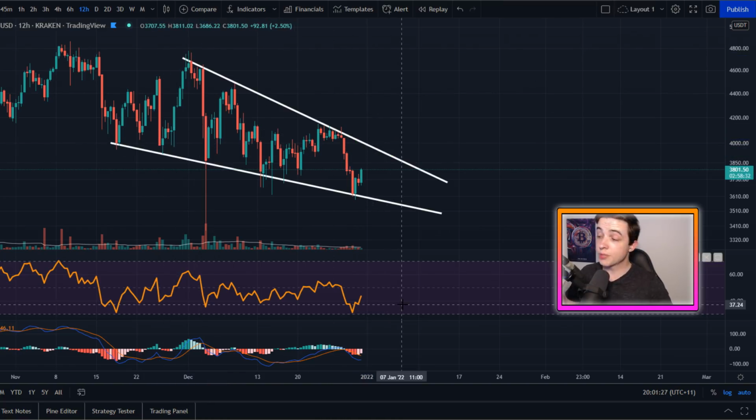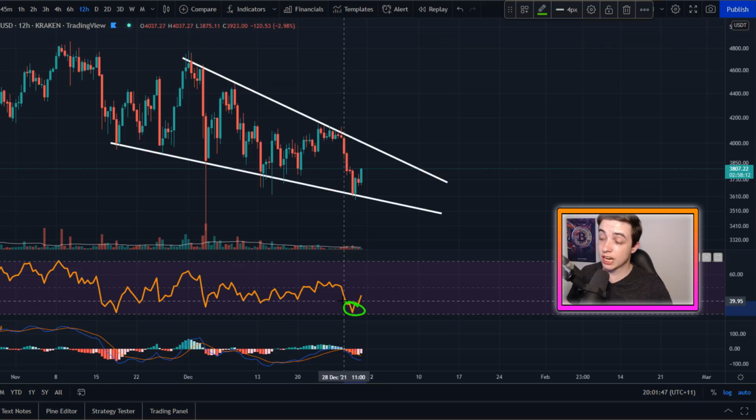Other than that, of course, we saw the Ethereum RSI on the 12-hour time frame see a bounce from the bottom of this RSI band close to oversold territories recently.